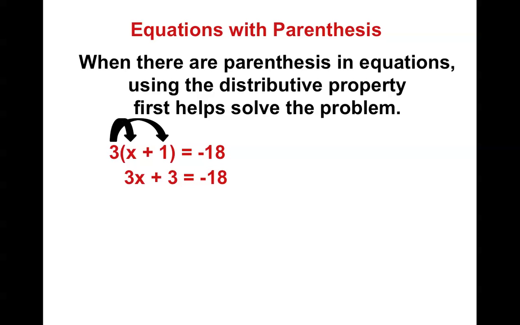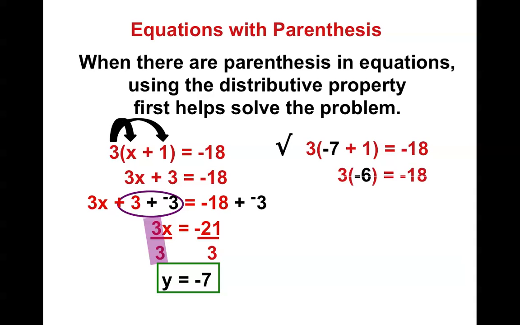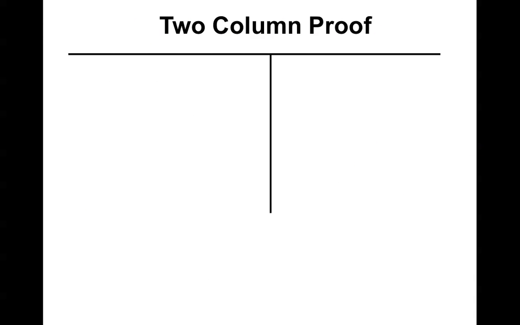Now, hopefully it looks like a two-step algebra problem, where we eliminate whatever's being added on first before we divide by 3. And we get the answer, x equals negative 7. Of course, we always check our work to see if we did it right, especially if we're unsure of ourselves. And let's see how we can handle this with a 2-column proof.